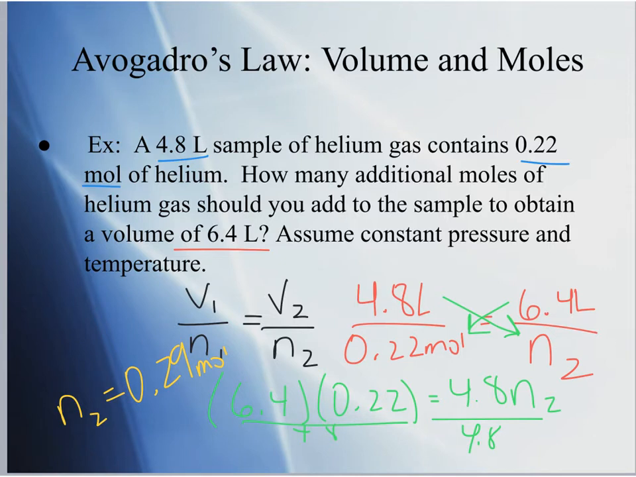But we do need to be careful with this question. It says how many additional moles? Because remember, we started with 0.22, and then this is going to be our final amount, 0.29. So that means we need to add not the full 0.29, but whatever 0.29 minus 0.22. So 0.07 additional moles is what our answer is.